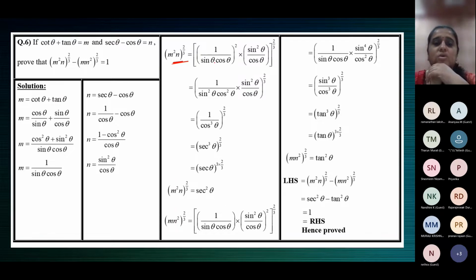You are right. This one. Okay, fine. So what is M? 1 by, see, we need to write M square. We need to write M square. Ma'am, what is M?